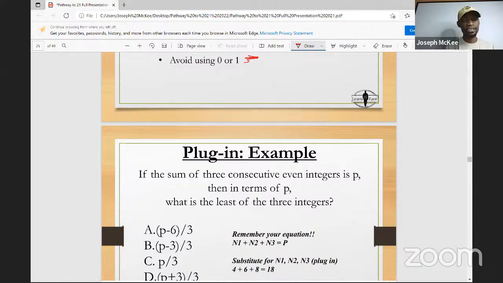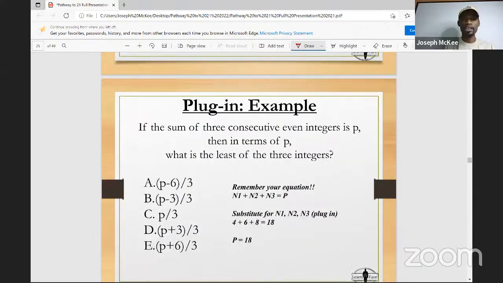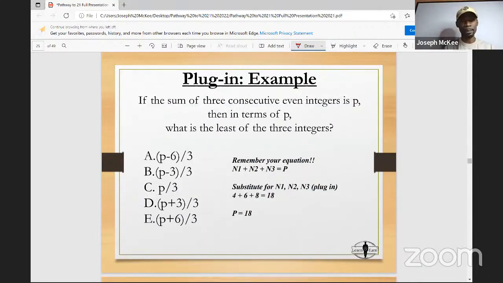We're going to go back to our example. If the sum of 3 consecutive even integers is P, then in terms of P, what is the least of the 3 integers? We have our equation. Integer 1 plus integer 2 plus integer 3 is equal to P. So we got to substitute our own numbers for N1, N2, and N3. We're going to use 4, 6, and 8 because they are 3 consecutive even integers. When we add them together, we get P is equal to 18.